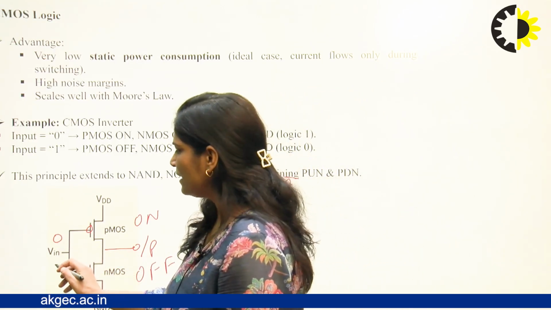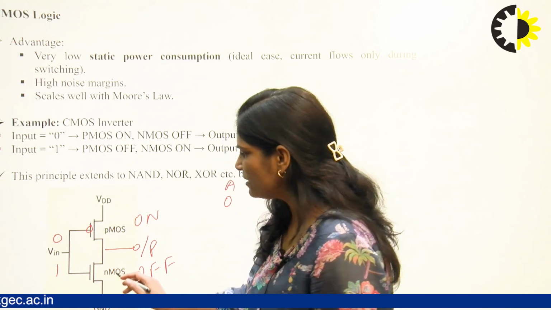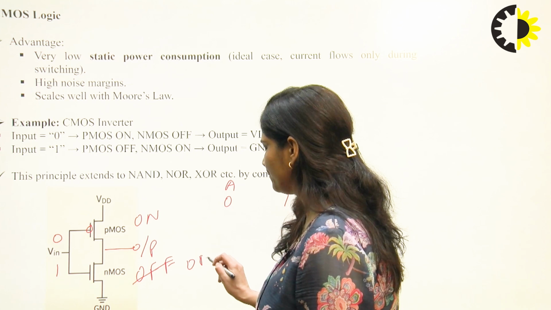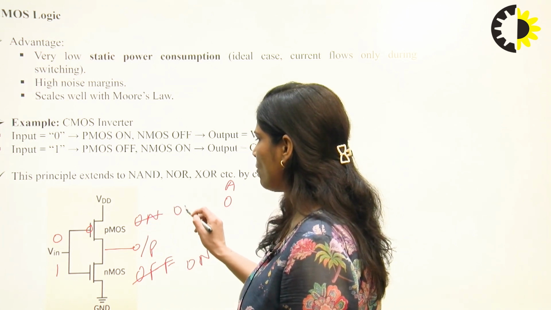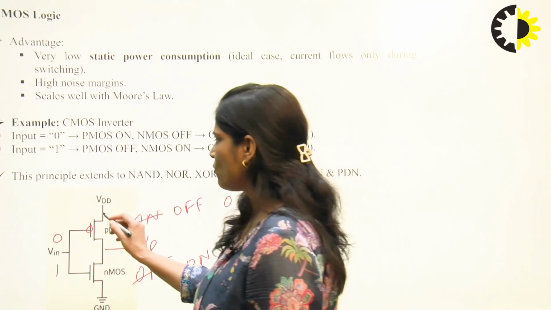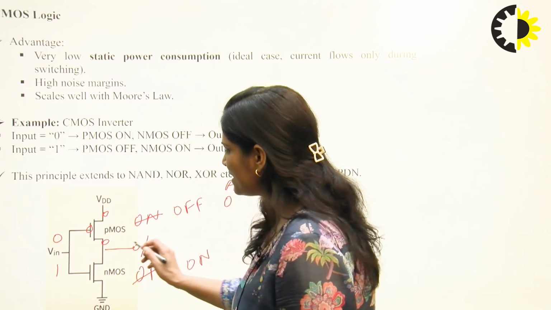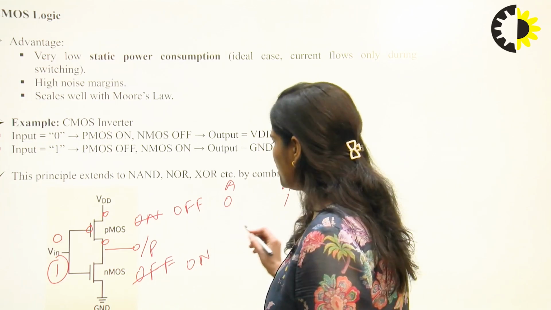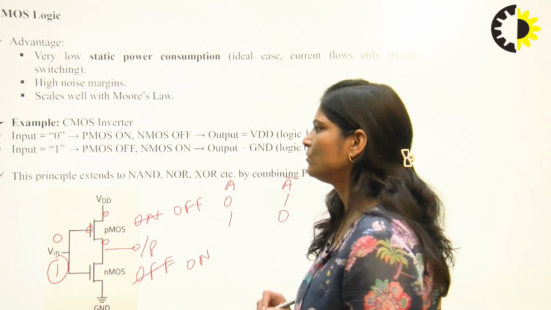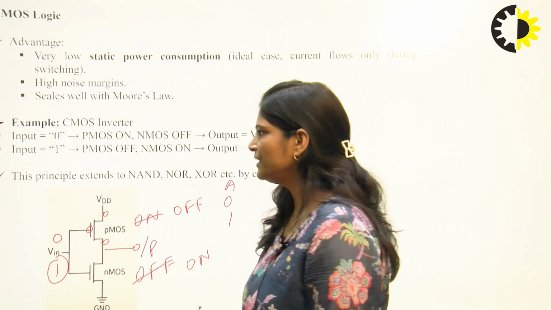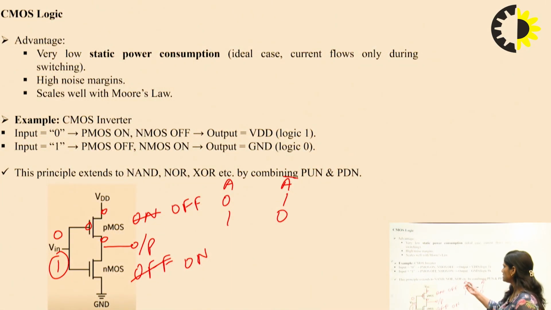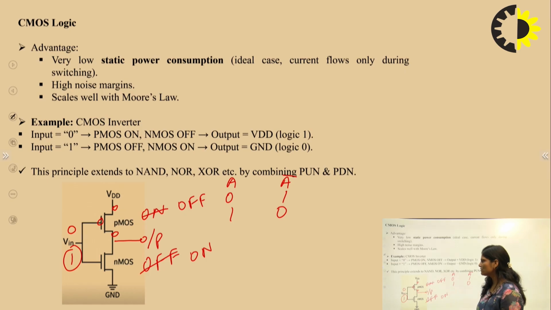Now if input is 1, it means NMOS is on here and PMOS is off here. And off means it is open circuit. So you can say output is connected to ground. It means when input is 1, then output is equal to 0. So this principle we can use in NAND and NOR, XOR. These are the gates. So we can use here also. So we will discuss later.